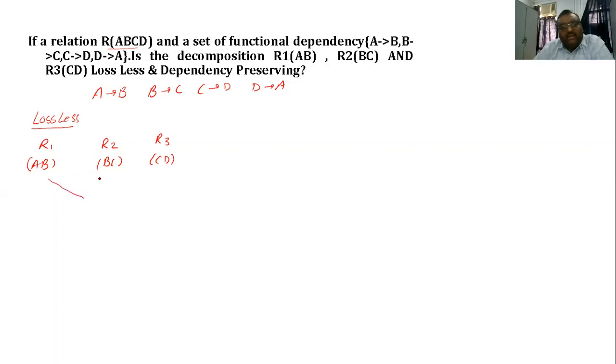In these three relations, what is the common attribute between R1 and R2? In R1 and R2, B is the common attribute. Similarly over here, what is the common attribute? C is the common attribute over there.